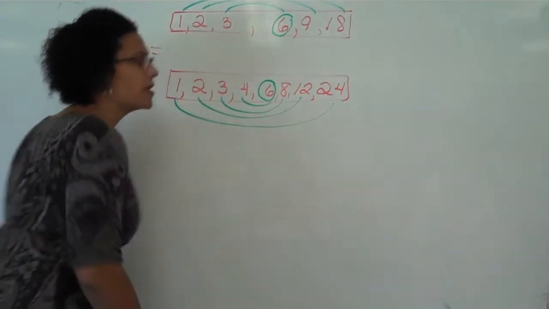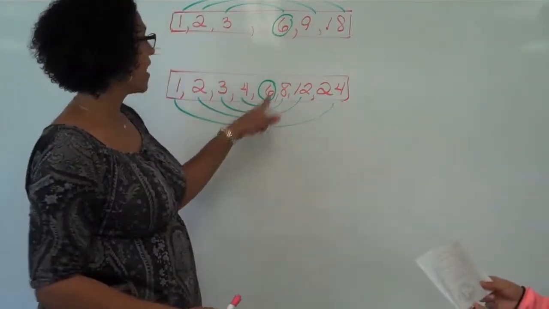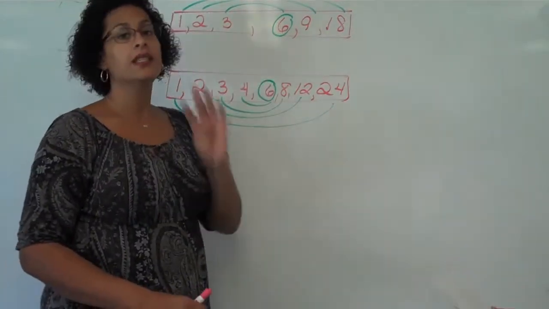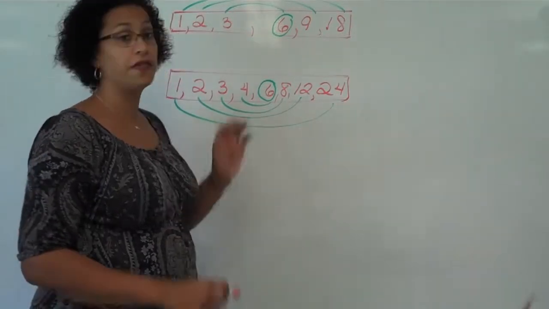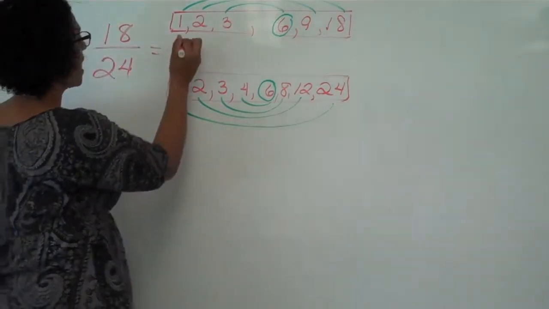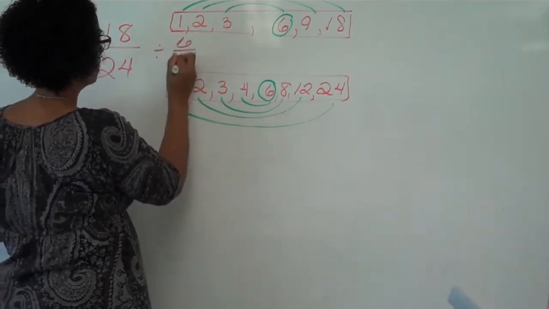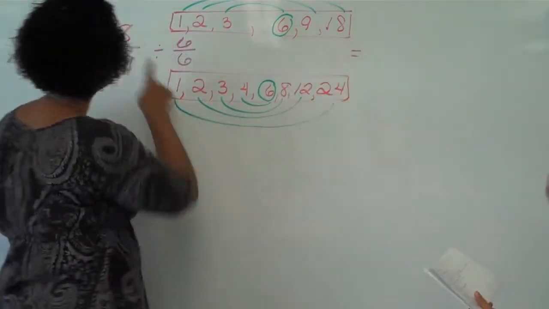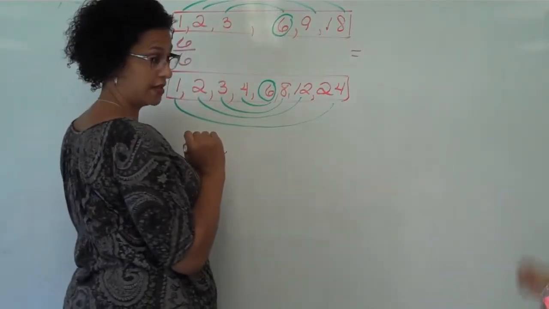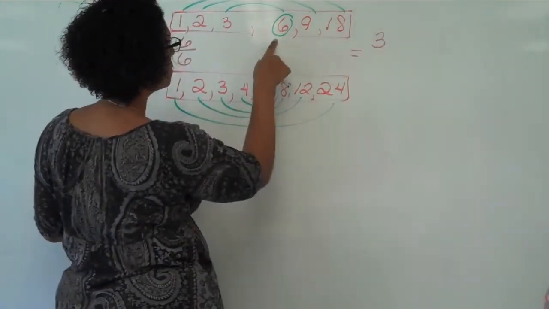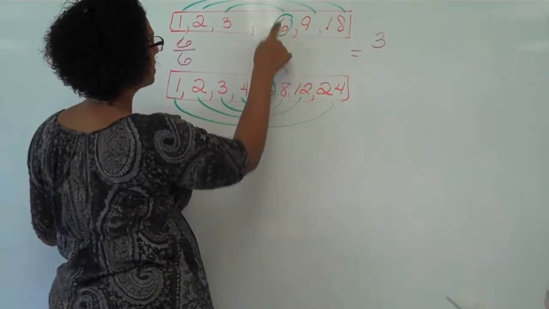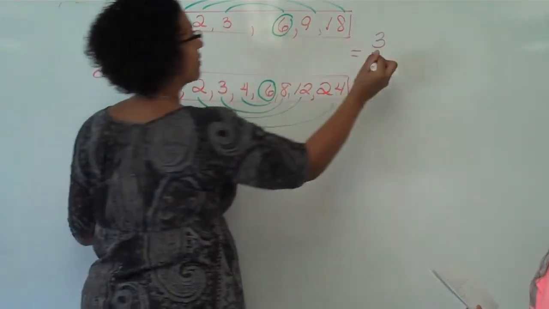So now my step number 3 was identify the factor. Emily told us it was 6. Step number 4 was to divide by that common factor. So here's my fraction. I'm going to divide by 6. 18 divided by 6 is? 3. And if I wasn't sure, look, that's what these lines are for. 6 matches up with 3 as the other factor.